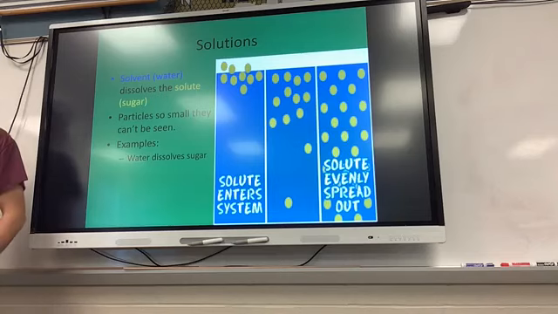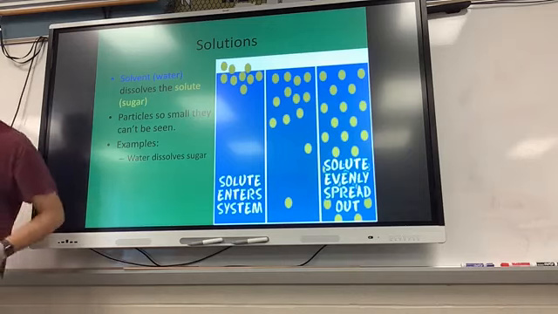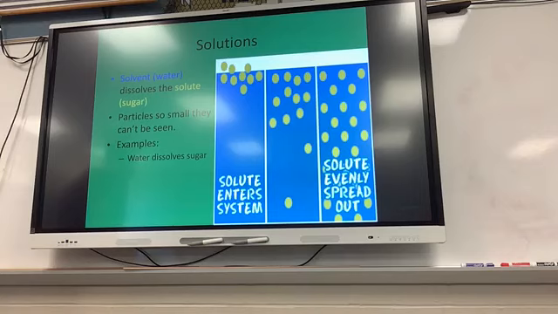So if I'm looking at Kool-Aid, the solvent is water. The solute is going to be my sugar.